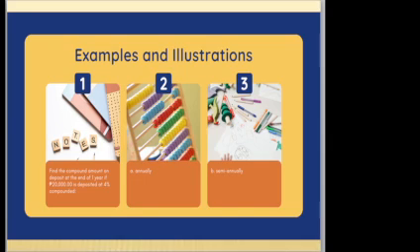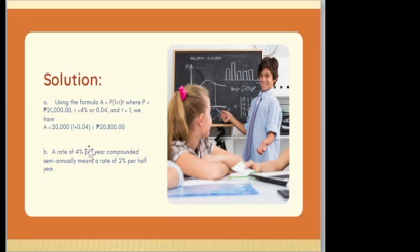Okay, we'll have an example here. Find the compound amount on deposit at the end of 1 year if 20,000 is deposited at 4% compounded A, annually, and B, semi-annually. Now we're going to find the compound amount that is compounded annually and semi-annually. Okay, here is our solution.